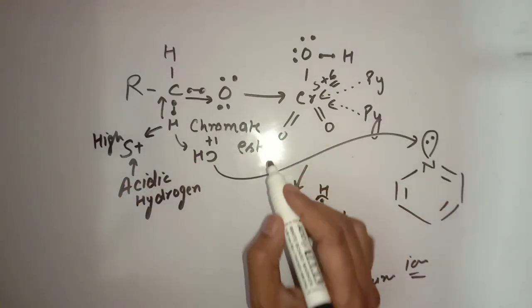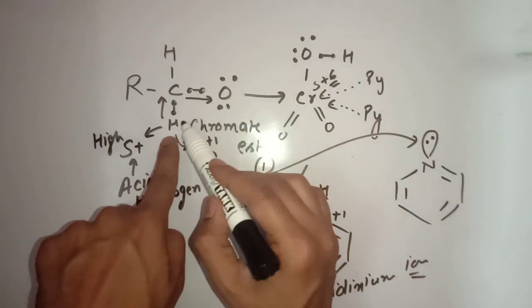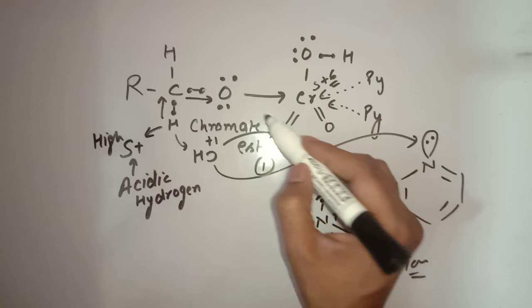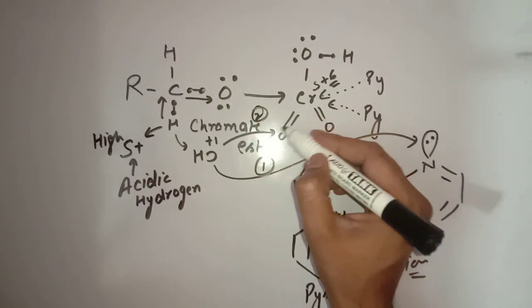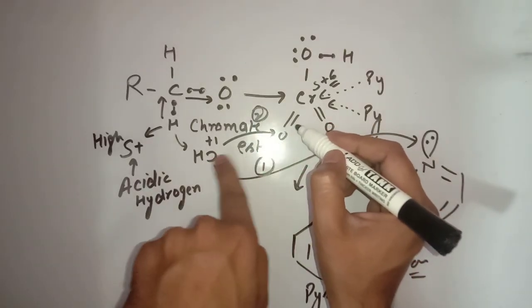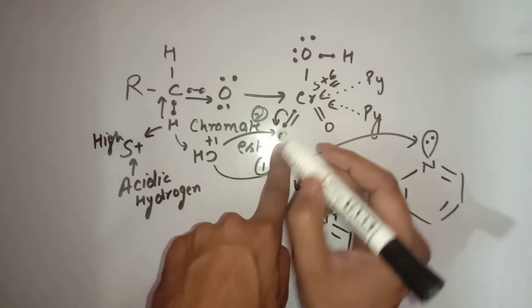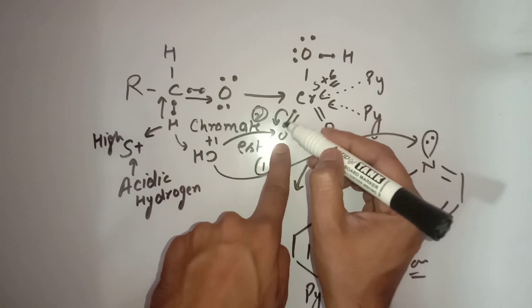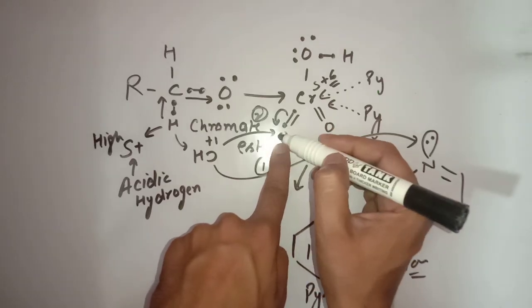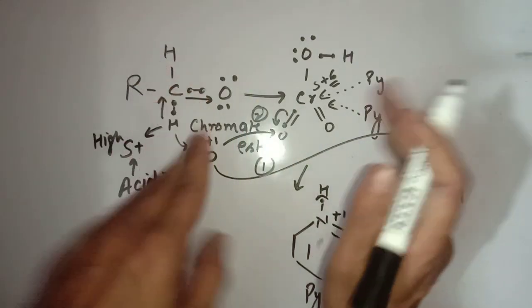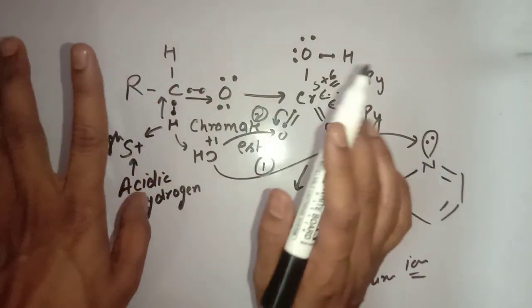Second way, this H positive can be accepted by this oxygen also. How will it receive this H positive? Obviously it will break the bond from chromium like this, and these pi electrons it will transfer toward hydrogen for the bond formation. So OH will generate there. So these are the two ways by which these acidic hydrogens will be released.